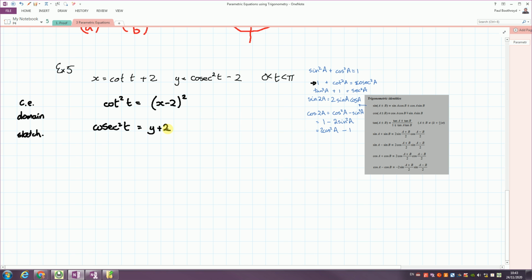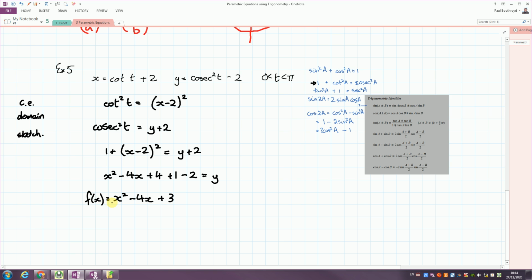So what we can do is we can now use the identity to create our equation. So 1 plus (x minus 2) all squared is equal to y plus 2. Expand and rearrange, so we get x squared minus 4x plus 4 plus 1 minus 2 is y. So we now get an equation x squared minus 4x plus 3, and that is my function f(x) that they were asking for.